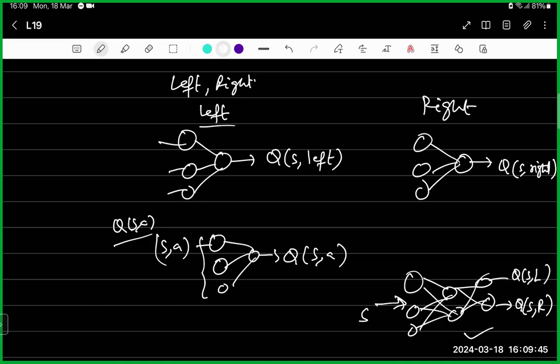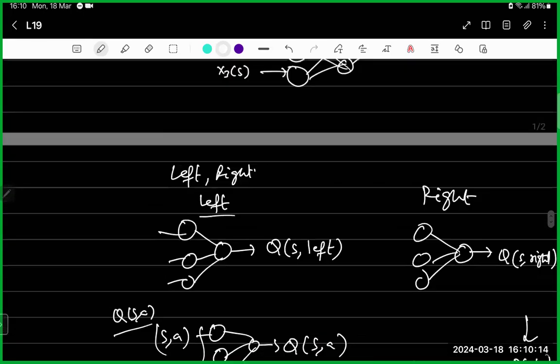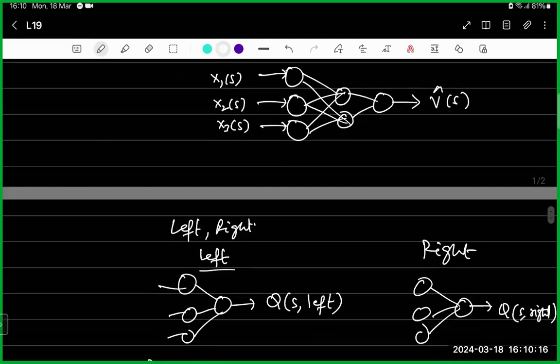Any doubts at this point? All that I'm saying is we are approximating the Q function with some neural network, and there are multiple ways of doing that approximation. Either you pass all the features, both the action and the state features, and get one Q of S comma A, or you just pass the state features, and if your action space is finite or small, you can get all the outputs in one go. Okay. So you can have multiple things like this.